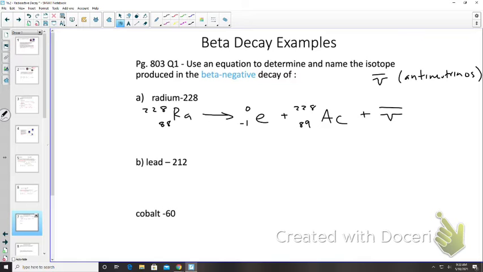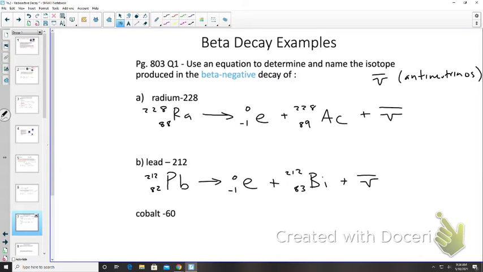I would encourage you guys to pause this video and try to solve them on your own. So lead-212. Lead has 82 protons and is dissociating through beta negative decay. So this next one will have 83. What has 83 protons is bismuth. And we are also going to have an antineutrino because this is beta negative decay.